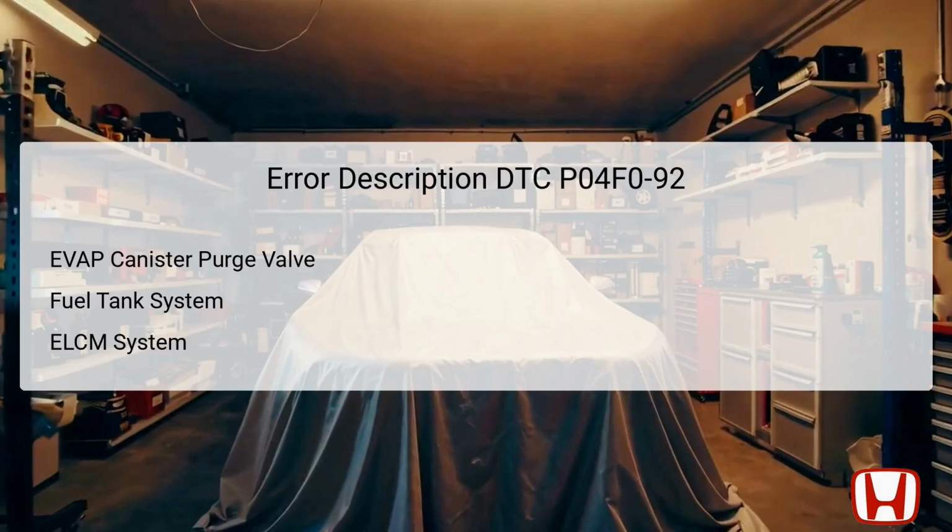The DTC P04F0-92 primarily affects the EVAP canister purge valve, which plays a crucial role in managing fuel vapors trapped in the EVAP canister. Located near the fuel tank, this valve allows fuel vapors to be purged into the engine for combustion when conditions are right. The fuel tank system is instrumental in retaining these vapors until they can be purged effectively.